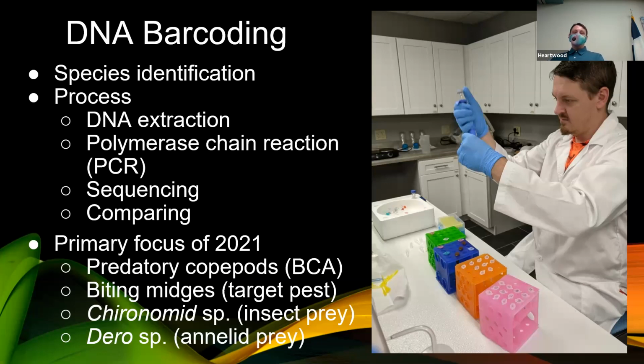Our primary focus in the last round of DNA barcoding in which I participated were the predatory copepods, of course, which are a BCA. We also did biting midges, which are another potential target pest for us to begin inoculating for. And chironomids, which are an insect that lay their eggs in water and have a larval stage that are also useful as a potential insect prey. And the darrow worms, which are used to feed those mosquito larvae in their larger stages.